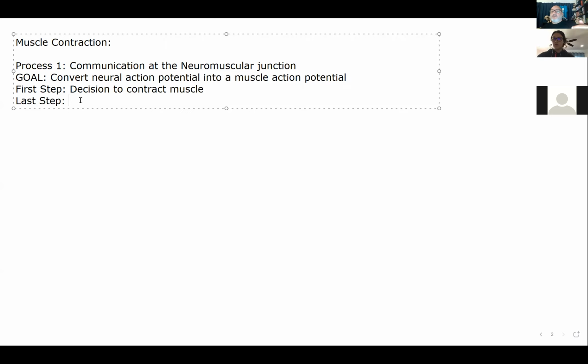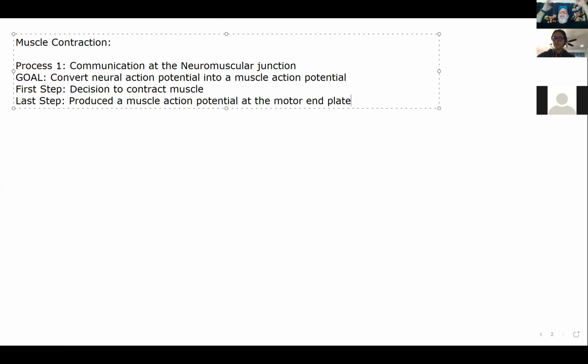Again, this is a perfect opportunity to think back to what our goal is, basically to convert a neural action potential into a muscle action potential. Right, excellent. So Sarah's got it. So our last step is that we produced a muscle action potential at the motor end plate.